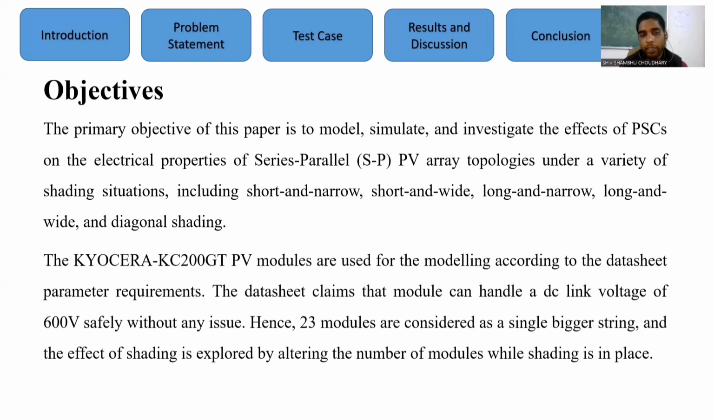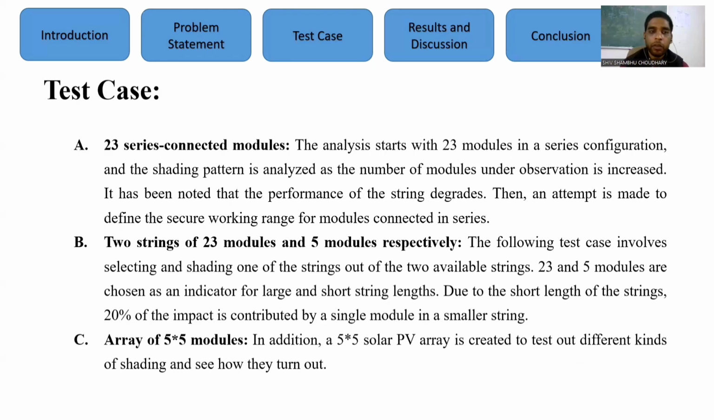The Kyocera KC200GT PV modules are used for the modeling as per the dataset requirements. The dataset claims that the system can handle a DC link voltage of 600 volts safely without any issue. Hence, 23 modules are considered as a single bigger string, and the effect of shading is explored by altering the number of modules under shading.